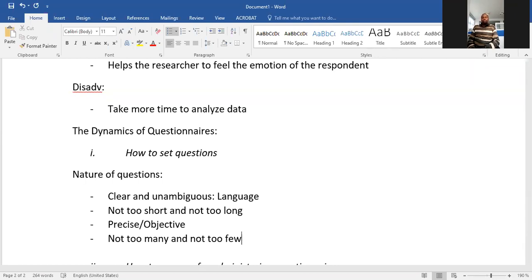Also, it should not be too few. Why? Because too few questions may end up giving you data that is unreliable. So you need to cover every area of your research. If it is a research on the impact of COVID-19 on e-commerce, as you ask questions in that questionnaire, cover every area about that subject.